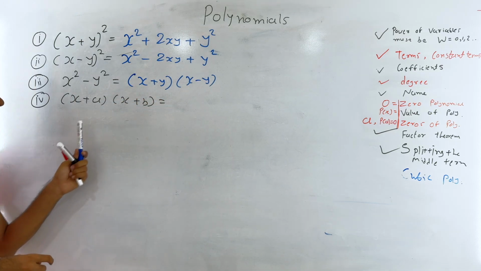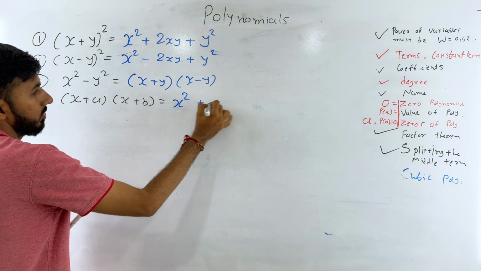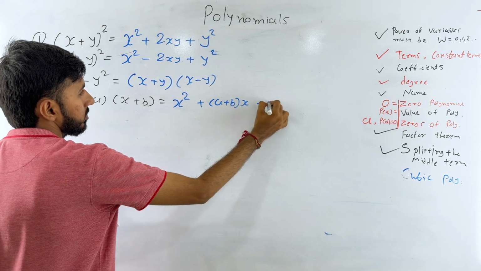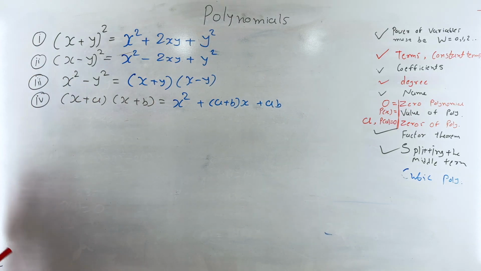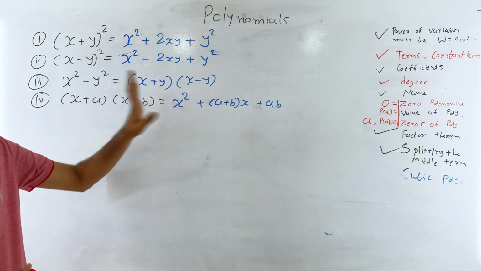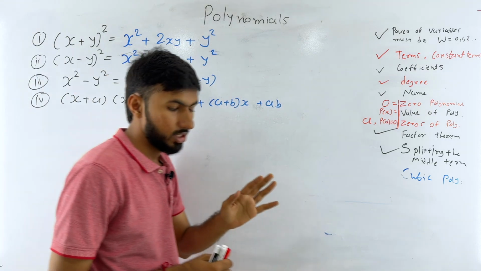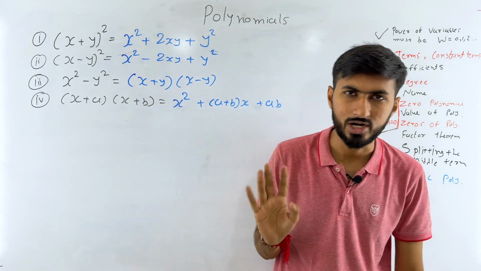Now what is your answer in this case? Your answer will be x square plus (a plus b)x plus a multiplied by b. This will be your answer, right? Now you have already done many questions by using this identity. You have done factorization of algebraic expressions using this identity and all the things, right?